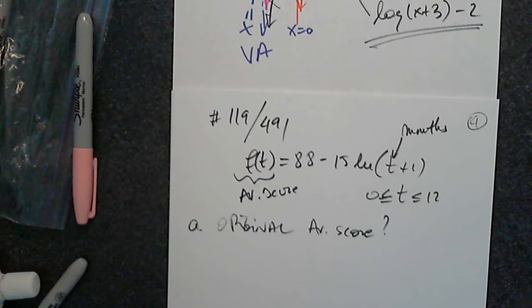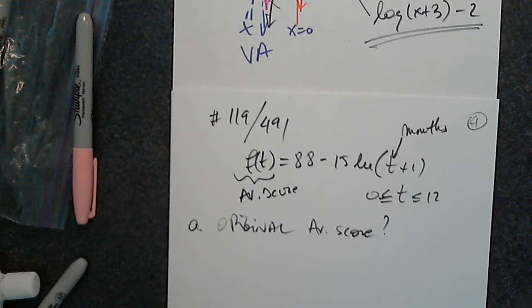Where does it go? Shifted where? To the left one. Then stretch vertically by a factor of 15. Then reflect with respect to the x-axis. And then we understand the graph quite well, right? So it's natural log x. It's shifted to your left one. It's stretched vertically by a factor of 15. It's reflected with respect to the x-axis. And then up 88. Okay, perfect.